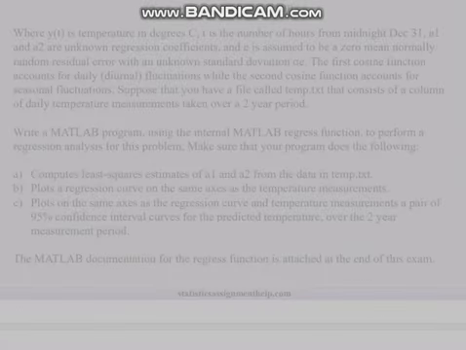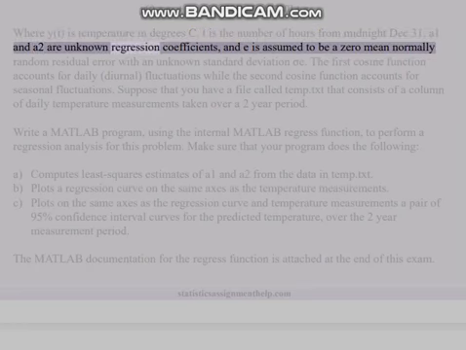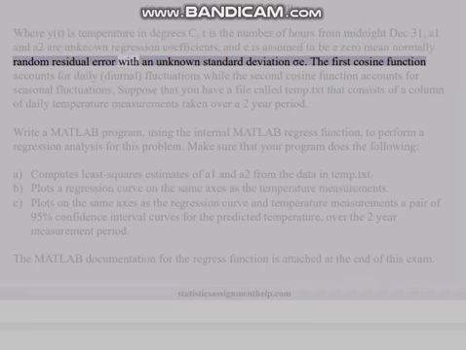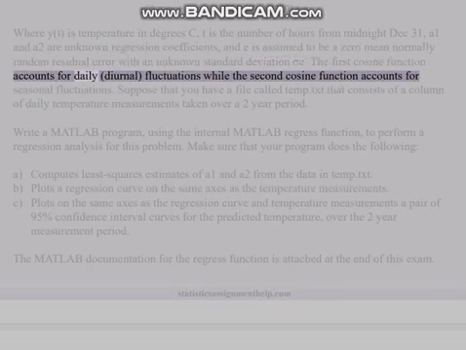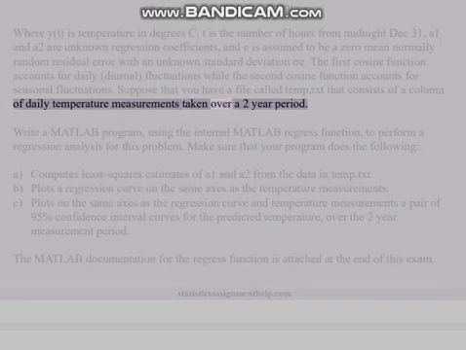Problem 1. Consider the following model of temporal fluctuations in air temperature, where y(T) is temperature in degrees C, T is the number of hours from midnight December 31st, a1 and a2 are unknown regression coefficients, and ε is assumed to be a zero mean normally distributed random residual error with an unknown standard deviation σ_ε. The first cosine function accounts for daily, diurnal, fluctuations while the second cosine function accounts for seasonal fluctuations. Suppose that you have a file called temp.txt that consists of a column of daily temperature measurements taken over a 2-year period.